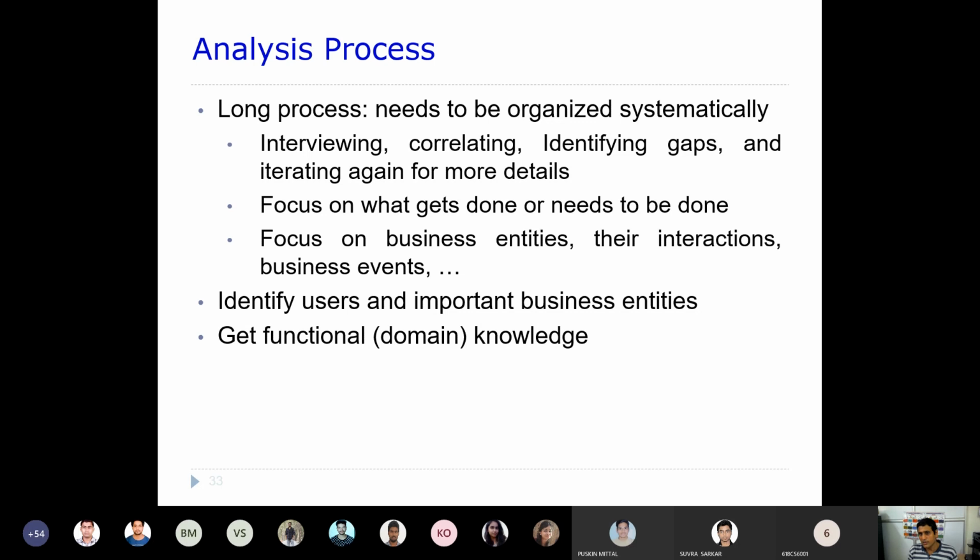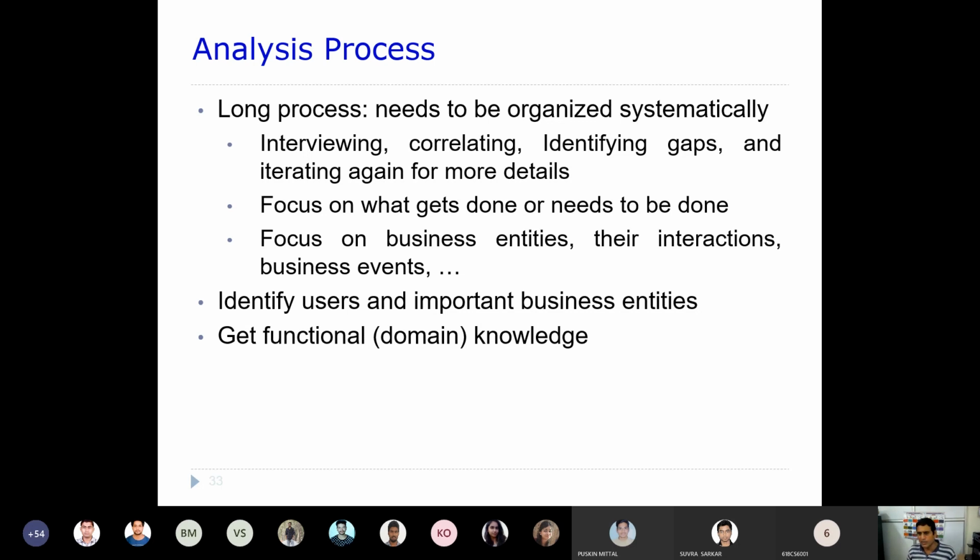So you always try to see what is exactly needed at this point of time. That is what the focus should be on. So focus on business entities, their interactions, and business events. What are the different business entities involved in that particular project, what sort of interactions are involved between those different business entities, and what sort of business events are happening. Those things should be the focus of an analyst.